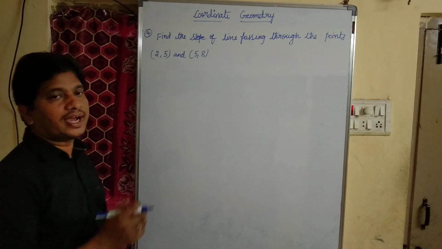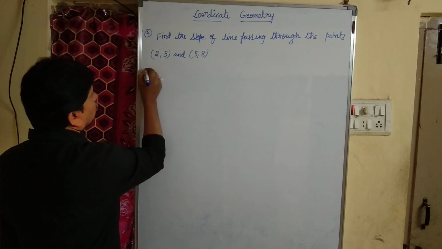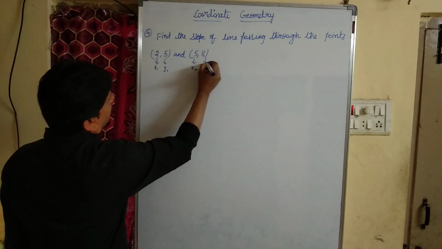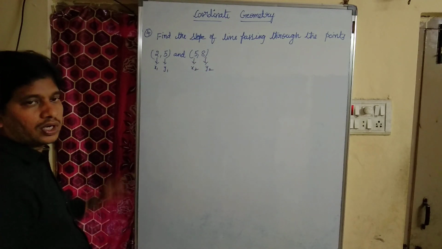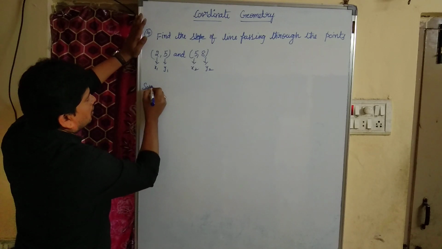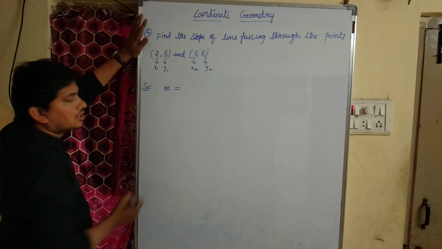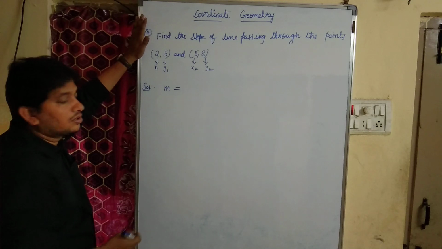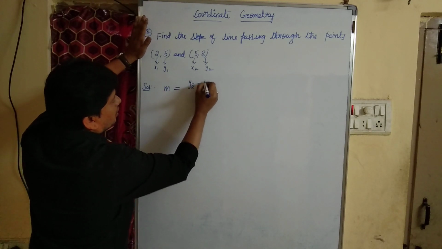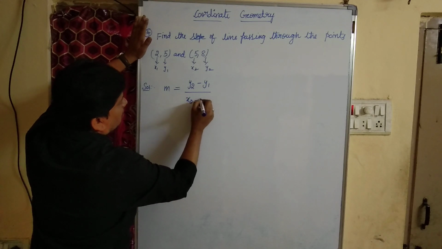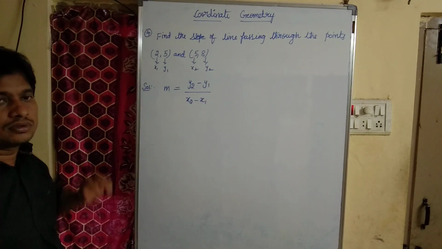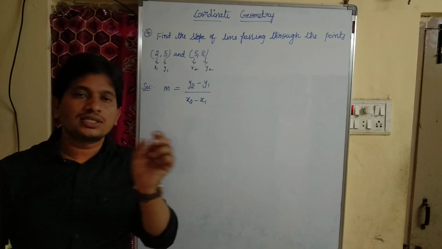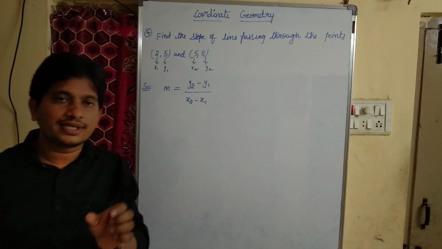Okay, what is the formula to find the slope of a line passing through the 2 points? This is our x1, y1, this is our x2 and y2. Okay, slope in general is represented by the small letter m. Sometimes we can also call it tan theta. The formula for finding slope is m equal to y2 minus y1 divided by x2 minus x1. What is the formula to find the slope of a line passing through the 2 points? y2 minus y1 divided by x2 minus x1.